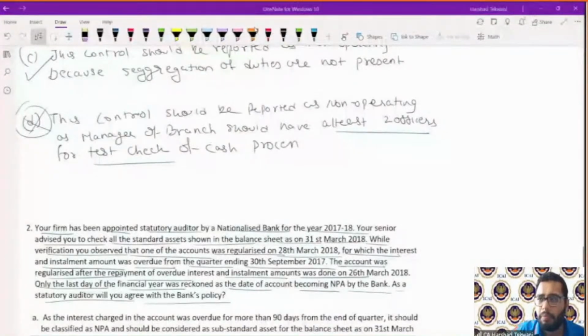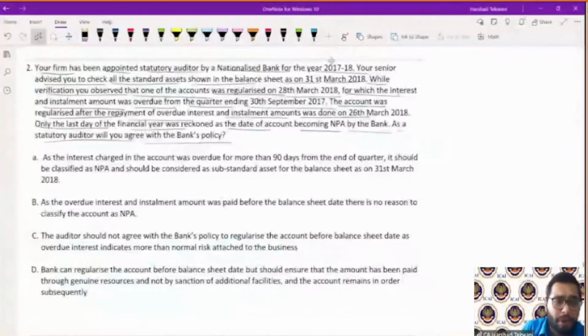See, generally this question is related to regularization of NPA accounts. We have also discussed in the past lecture how and when an account can be regularized, and what the conditions for that are. And what should be the appropriate controls over the regularization of accounts, or what additional audit procedures the auditor can perform. So let's see the options.